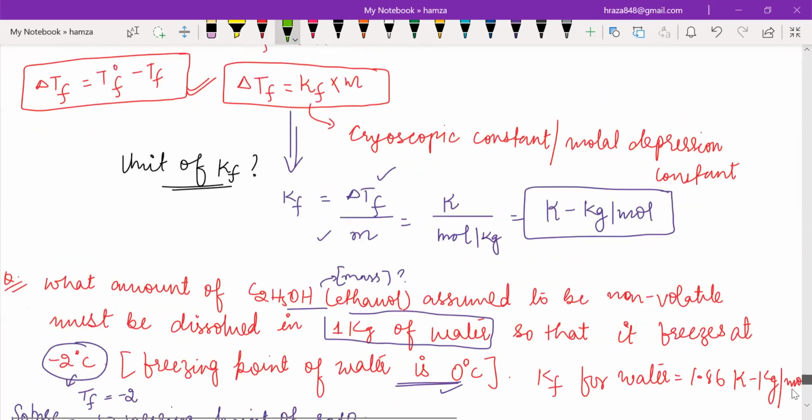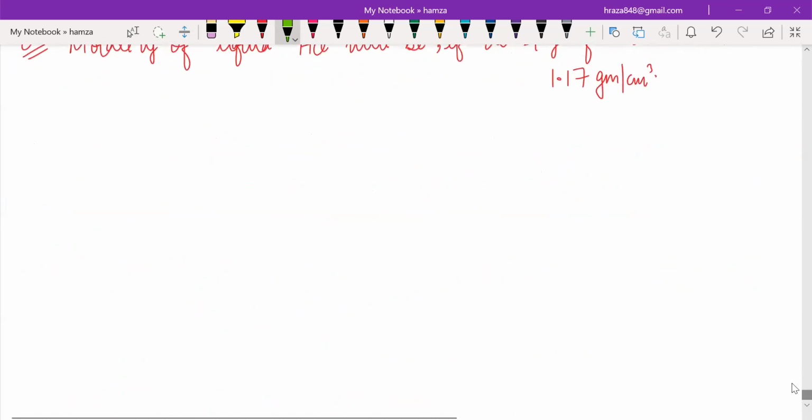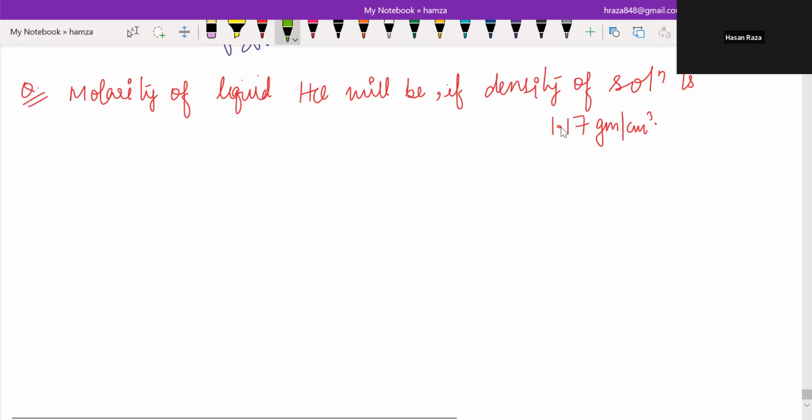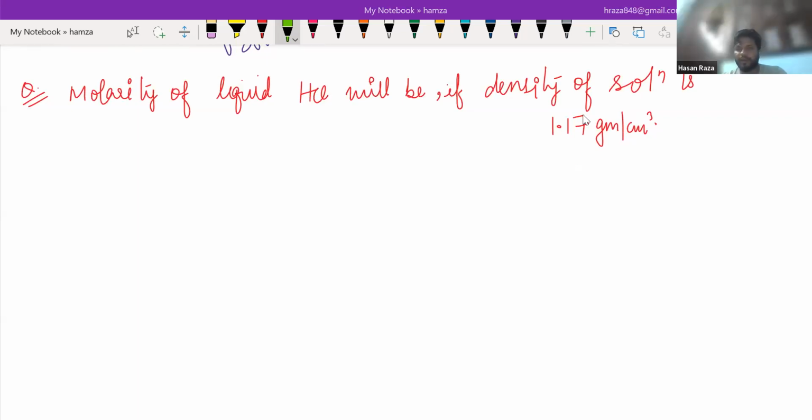Yes, sir. Okay, so basically in the last class, we had covered up to this. Do you have any doubt in this question? Then we will start a new topic, that is basically the fourth colligative property, osmotic pressure. So, did you solve this question?